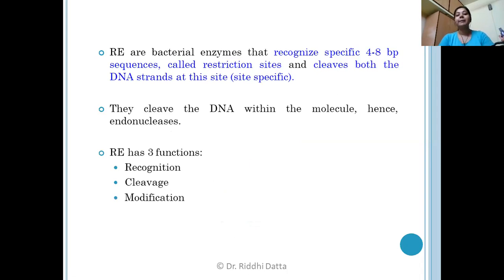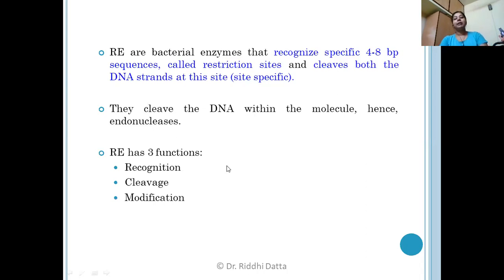These restriction enzymes are bacterial enzymes that can specifically recognize sequences of 4 to 8 base pairs long. These sequences are called the restriction sites. And the restriction enzymes can cleave both strands of DNA specifically at this restriction site. So the most important advantage here is the cleavage is always at a specific sequence in a site-specific manner. And why do we call it restriction endonuclease? Because these enzymes will cleave DNA within the molecule. So we call it endonuclease.